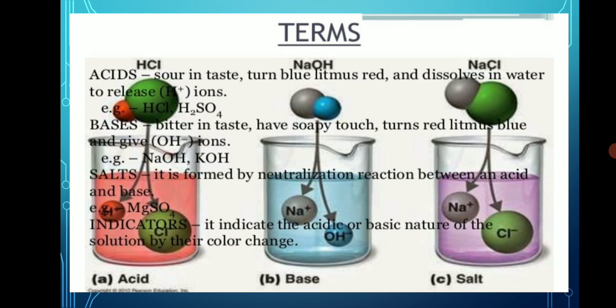And a base is bitter in taste, has a soapy touch, turns red litmus to blue, and gives OH- ions whenever it dissolves in water, like sodium hydroxide, NaOH, and potassium hydroxide, KOH. Whenever an acid and a base are combined, they form salt, and this reaction is known as the neutralization reaction. So salts are formed by the neutralization reaction between an acid and a base. For example, magnesium sulfate, MgSO4.